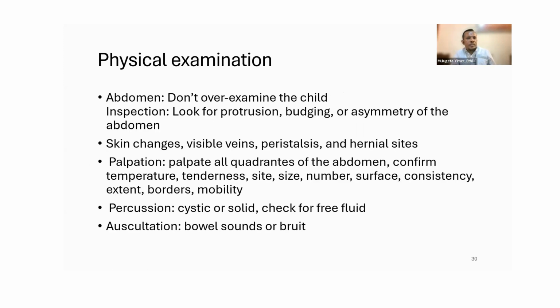On the abdomen, I've said this earlier, do not over-examine the child, but we need to do a detailed abdominal examination starting from inspection, palpation, auscultation, and percussion. All aspects of abdominal examination should be demonstrated, and we need to palpate all 4 quadrants and 9 regions of the abdomen to look for the consistency, the size, the surface, the extent, and the line of growth. Everything should be demonstrated and documented on physical examination.